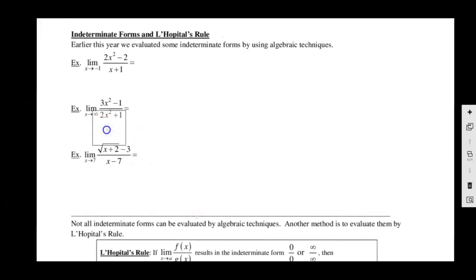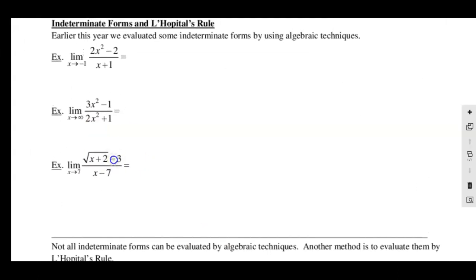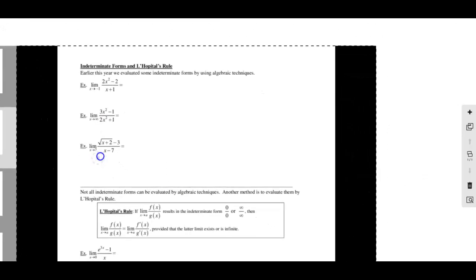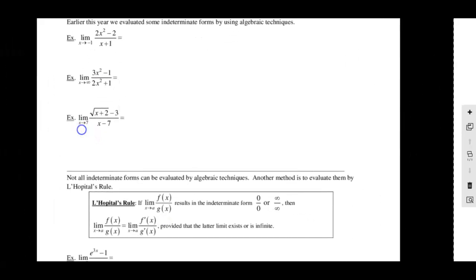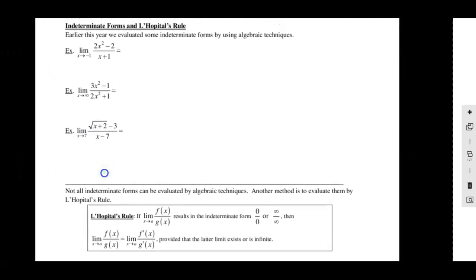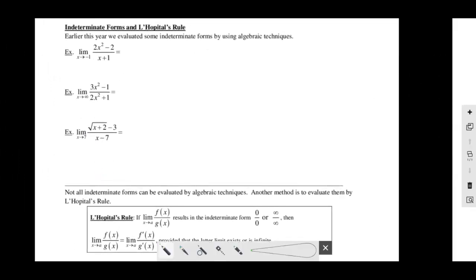Let's review some of these algebraic techniques. Okay, so earlier in the year, we learned some of these algebraic techniques. We talked about them. I actually want to keep this on the screen really quick because I don't want to have to erase it and then move. Okay, so there we are. I'm going to keep the theorem or the rule on the bottom, and then we'll go through these examples. Now, let's do them algebraically, and then we'll learn the rule, and then we'll redo them with the calculus rule. That's called L'Hopital's rule.